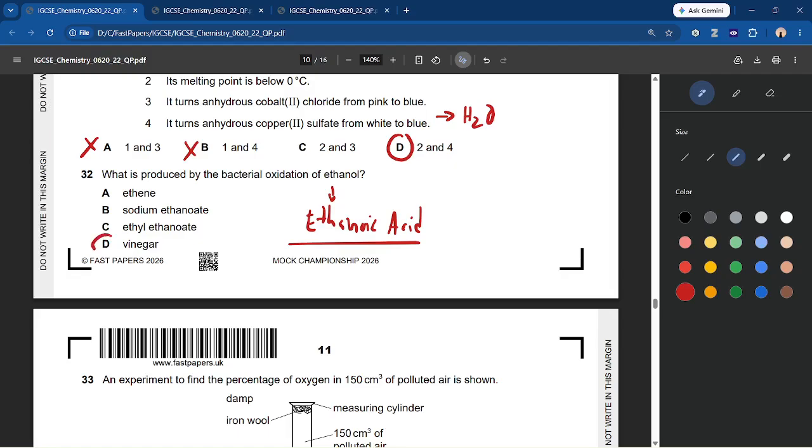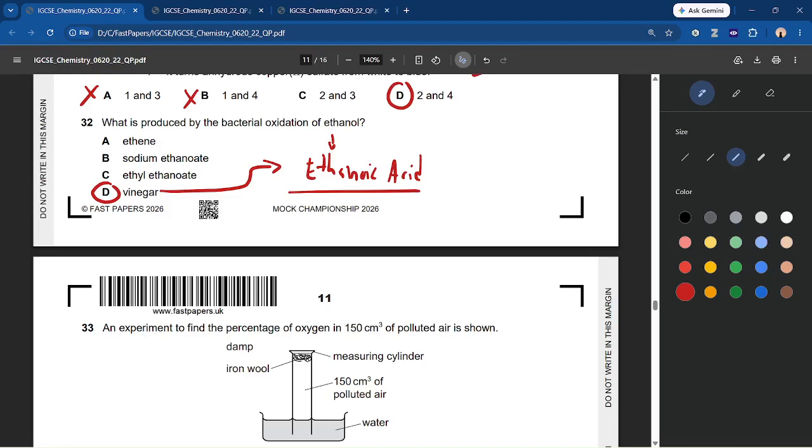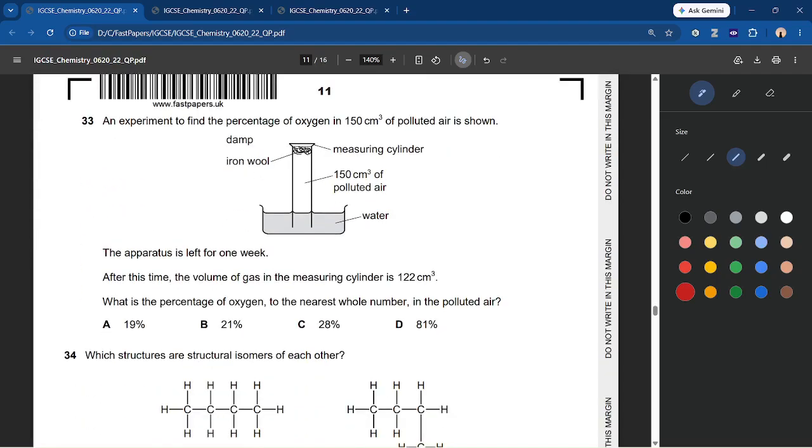For those of you who don't know, vinegar is actually called ethanoic acid. A joke that me and my friends used to do was go to supermarkets and say, oh my god, they're selling ethanoic acid here, but we really meant vinegar. So yeah, fun story. 32 is D.